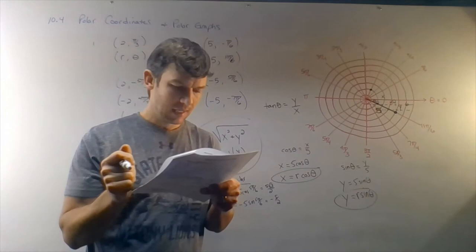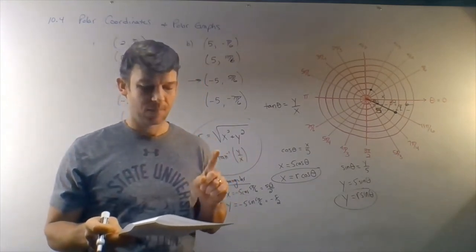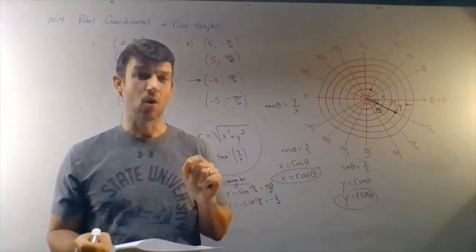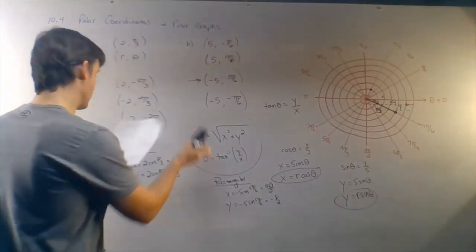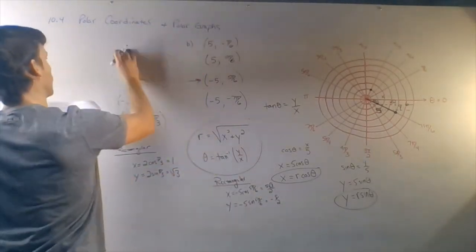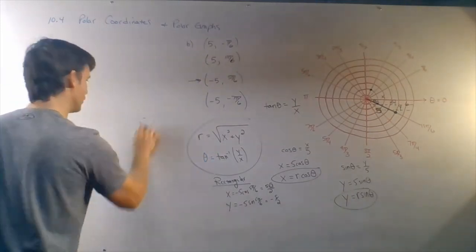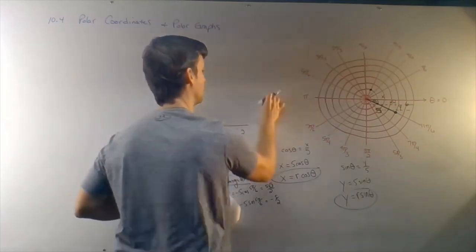Example 3. Now, we do have to pay attention with example 3 here. This is converting rectangular to polar. I need to think about where that point is, okay? And I'll prove it to you as we go through this. All right. So, the point 2, 3. Right 2 and up 3.